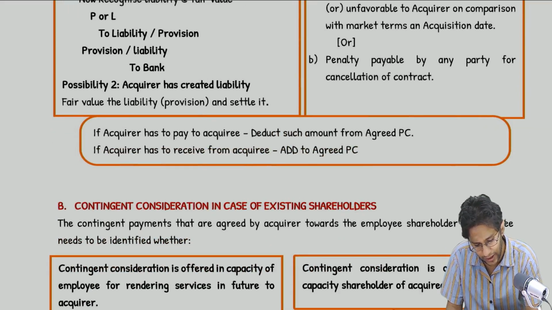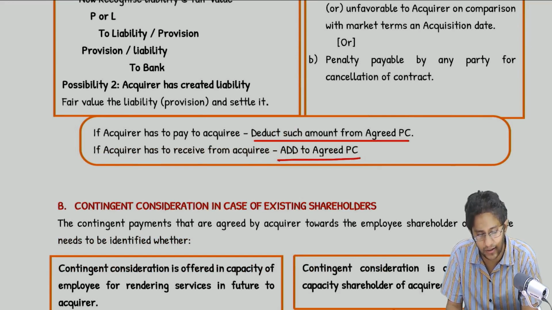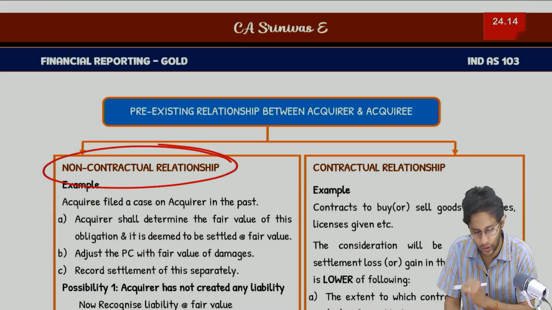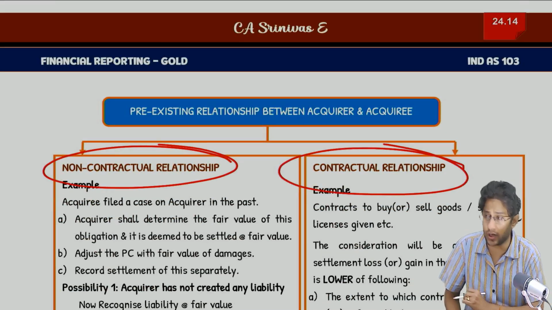If acquirer has to pay, deduct such amount from agreed PC. If acquirer has to receive, add that to agreed PC. This is when, sir, it is a non-contractual relationship. Sir, what if this is a contractual relationship?